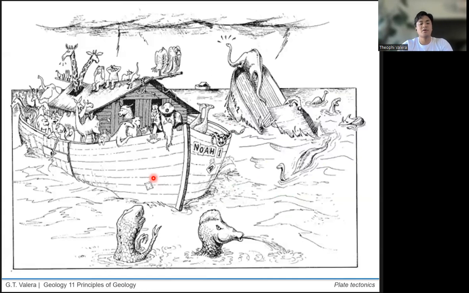So just a quick cartoon on why the dinosaurs supposedly went extinct. Maybe Noah did not let them ride the ship. This is from an old newspaper.